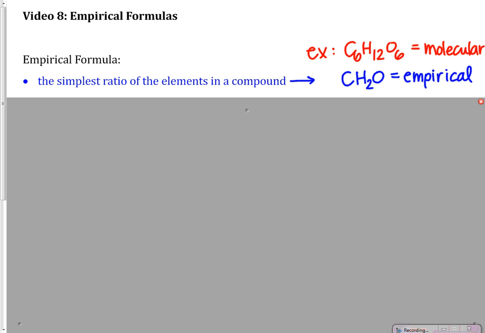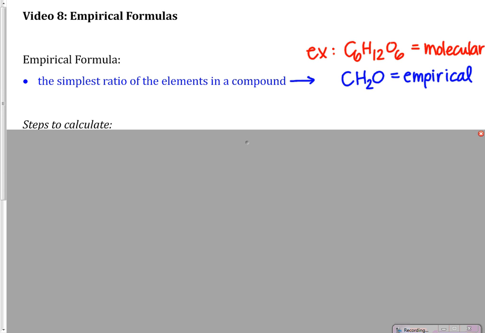Now, in some cases, the molecular formula is also the empirical formula. An example where that would be true would be water, H2O. We know as a molecule, it really does have 2 hydrogen atoms and 1 oxygen atom. So this is both its molecular formula, because that's what it actually is, but if you try to reduce that any further, there's no way to do so. So that is also its empirical formula. So hopefully now you understand the difference between a molecular formula and an empirical formula.